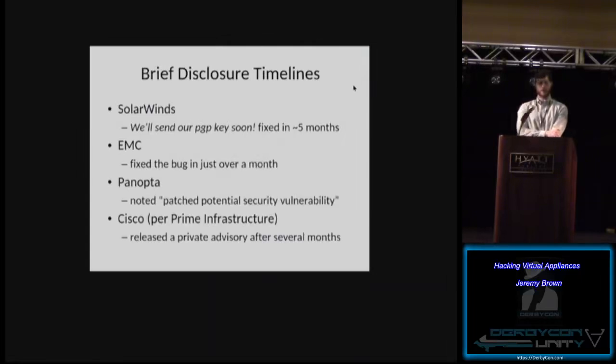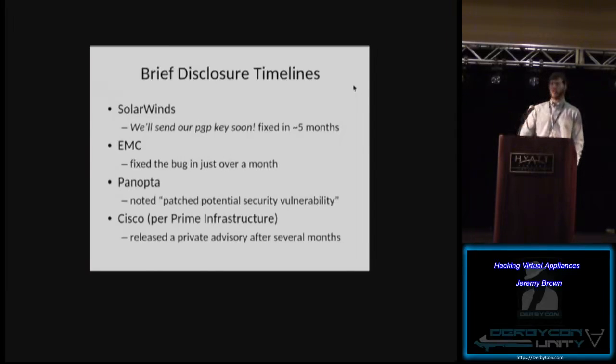So when I first contacted SolarWinds, they're like, hey, thanks for your email, we'll send you our PGP key soon. And I'm like, all right, I don't know why there's a delay there. Are you either generating it or you just misplaced it? I don't know. But they got it to me like 2 weeks later. I was like, what the hell, why are you telling me, sending me soon? Anyways, fixed it 5 months later.